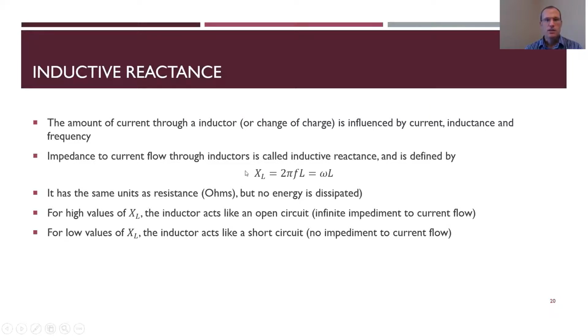So again, this acts as an impedance. In this case, it's 2 pi times frequency times inductance, or omega times L. This has units of ohms, but no energy is dissipated. So very similar to the capacitor case. For high values of this inductive reactance, the inductor acts like an open circuit. There's infinite impediment, so infinite resistance essentially. For low values, the inductor acts like a short circuit, like it's not even there. There's no resistance in that case.